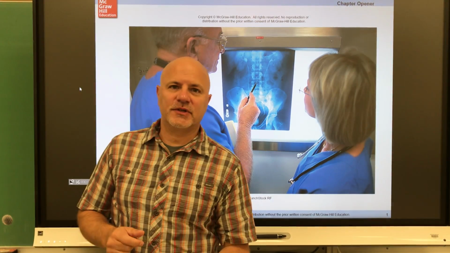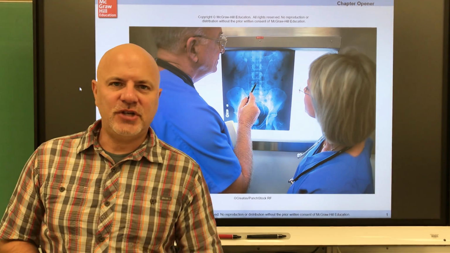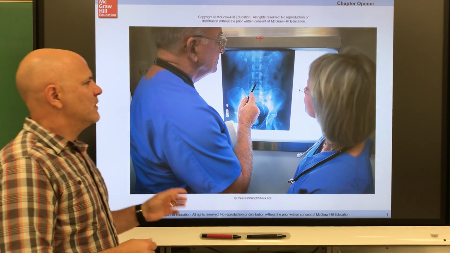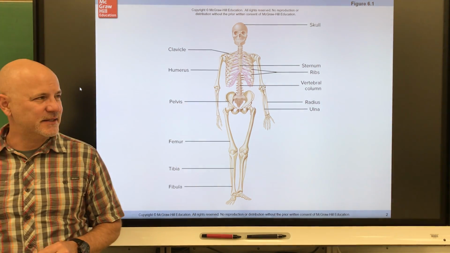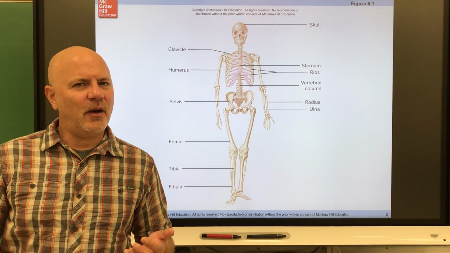All right, we're going to start Chapter 6 in Bio 105. Chapter 6 deals with the skeletal system. So let's go ahead and take a look at, this is showing our entire skeleton there. Let's look at bone overview.